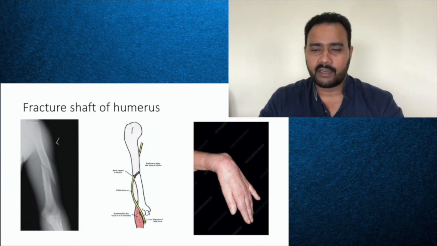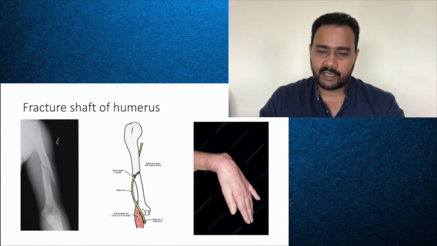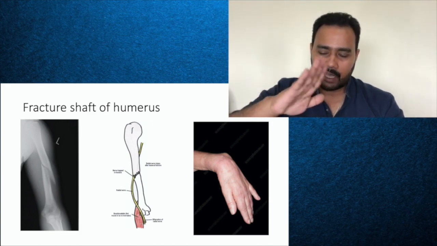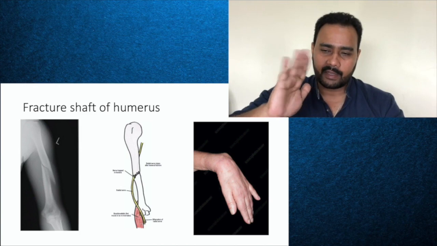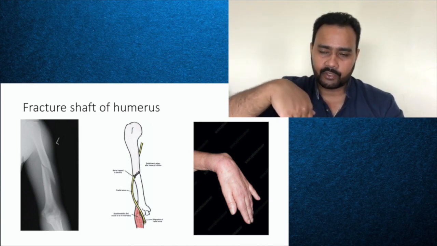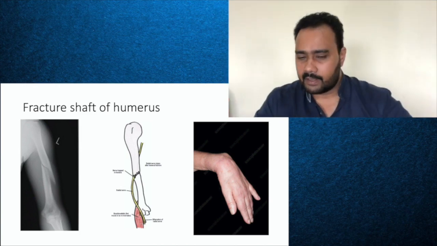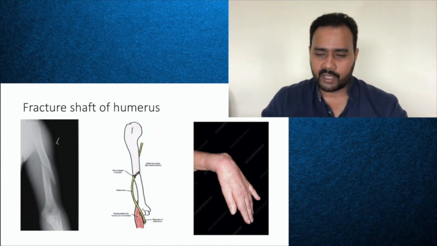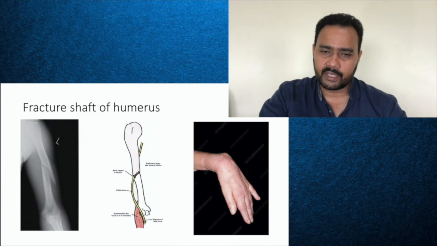Always check the radial nerve, whether it is intact or not. So how to check the radial nerve? You can just ask the patient to extend. If they can't extend, if it is in the flexed position, that indicates the patient has a radial nerve injury. So that is the second important thing we need to discuss about the fractures in the humerus.